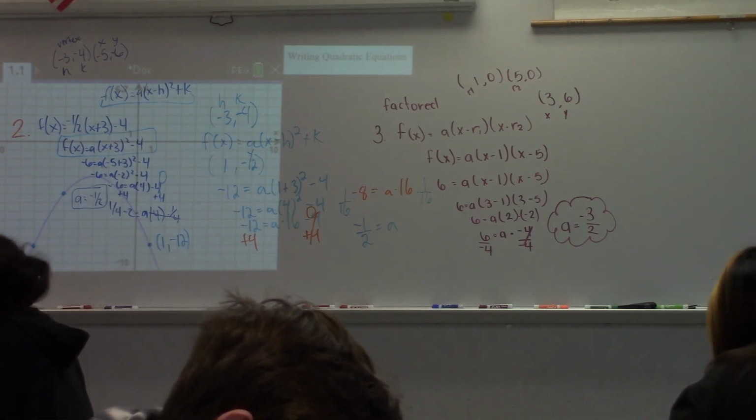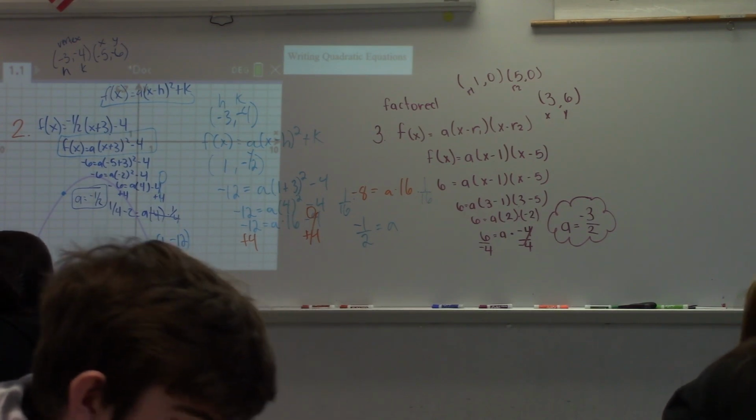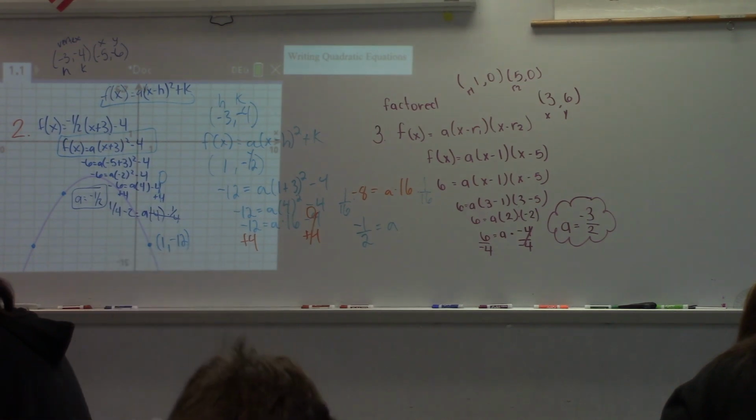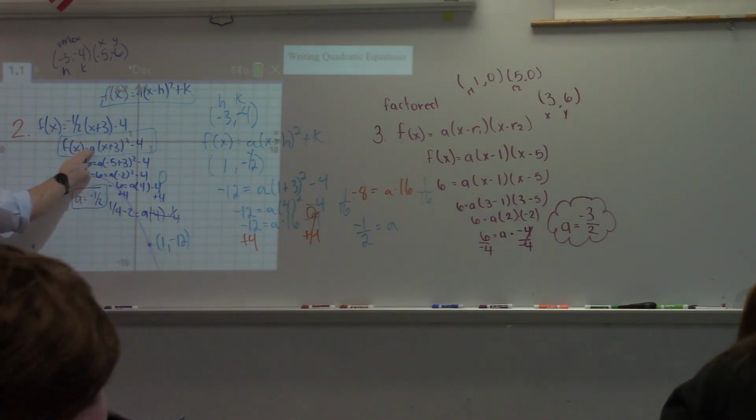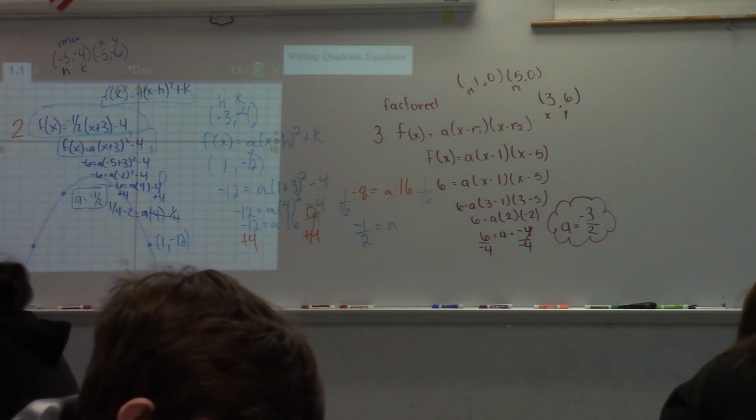We just have to make sure that we recognize there's a vertex, so I need to use the vertex, right? And I don't have roots, so I can't do factored form, and then I substitute any point in to find out what A is. Once you figure out what A is, make sure you go back and substitute it in to get that correct equation right there.